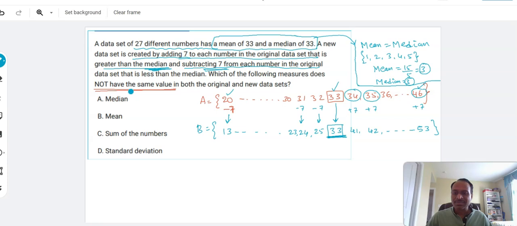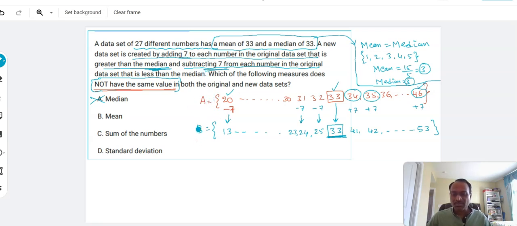Then, which of the following measures doesn't have the same value? Which of them will not change, or they will not have the same value, meaning they will have different results. Is it the median? Mean? Definitely you can say median is no, because median remains the same since we did not modify anything in the middle place. And the mean, sum of the numbers and standard deviation, we need to find out what could be correct.